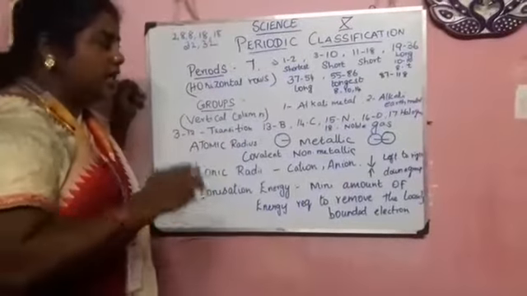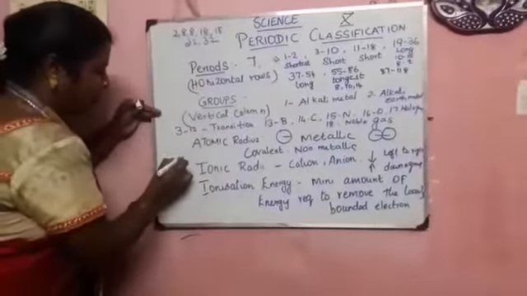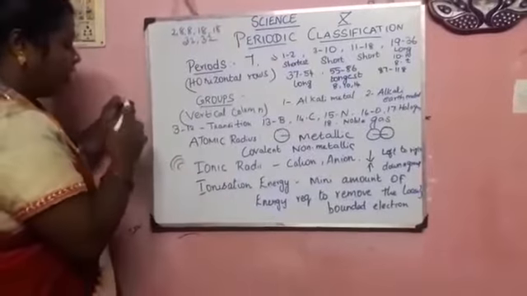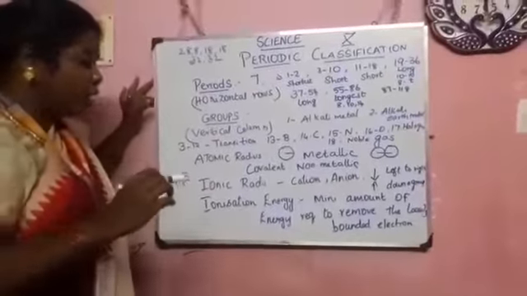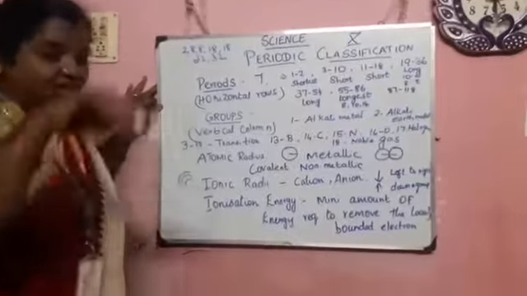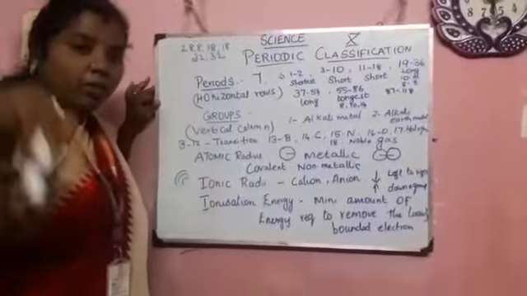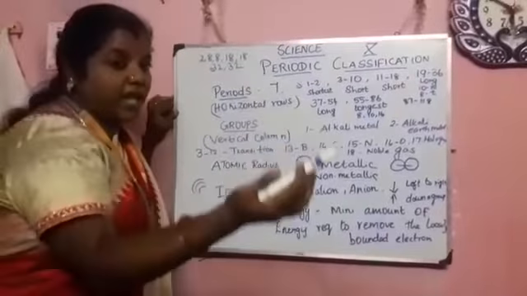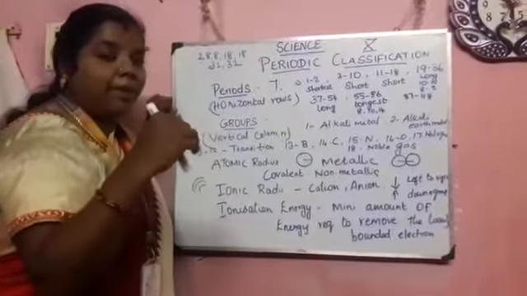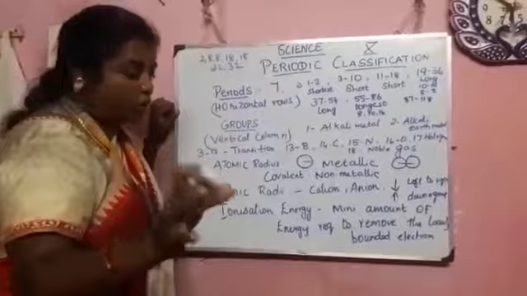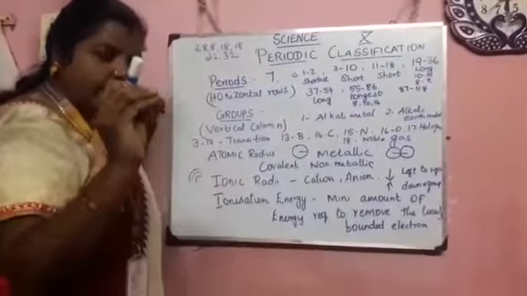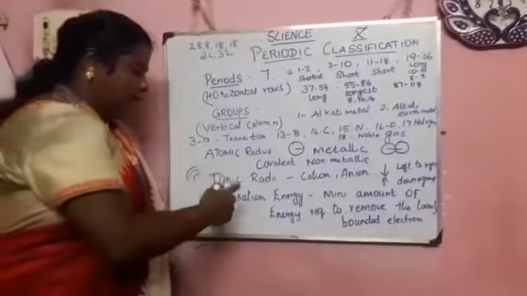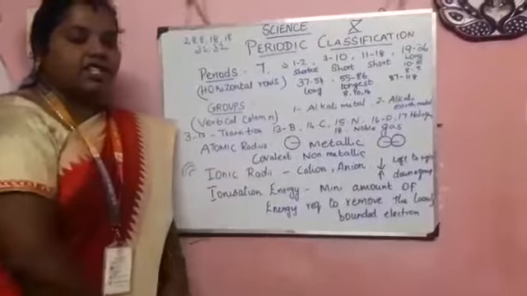Most loosely bonded means, if you consider the atom, we have a lot of shells. Usually the most loosely bonded is the valence shell. The valence shell is the outermost shell. The outermost shell is able to combine with others, and its electrons are loosely bonded also. So the minimum energy required to remove the loosely bonded electron is called the ionization energy.